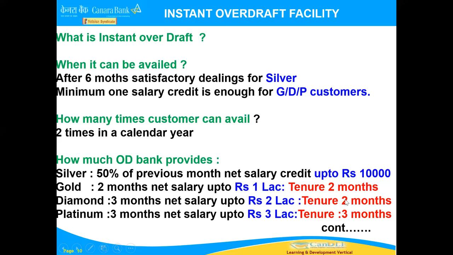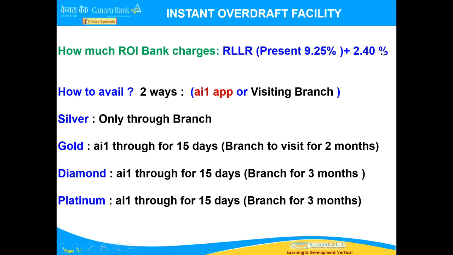Yeah, this is where I made a mistake. I said 2.50, this is Jivandhara. This is 2.40. Okay, how to avail?